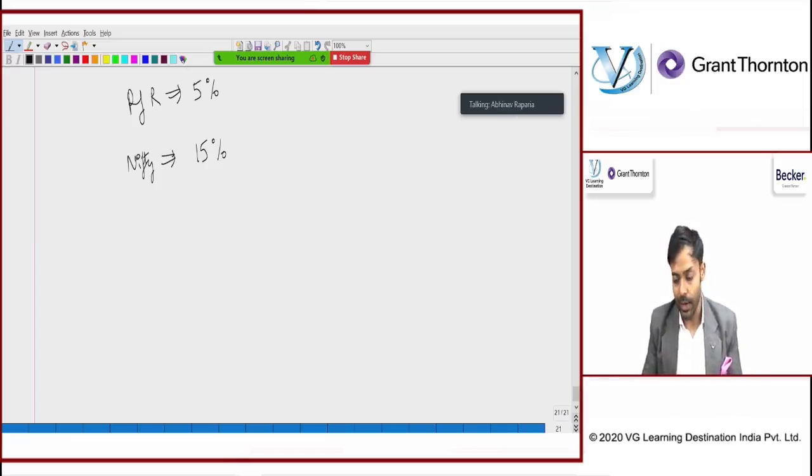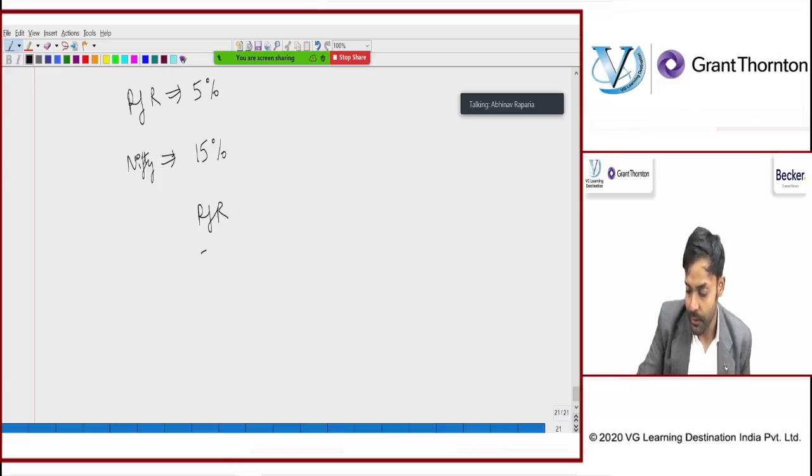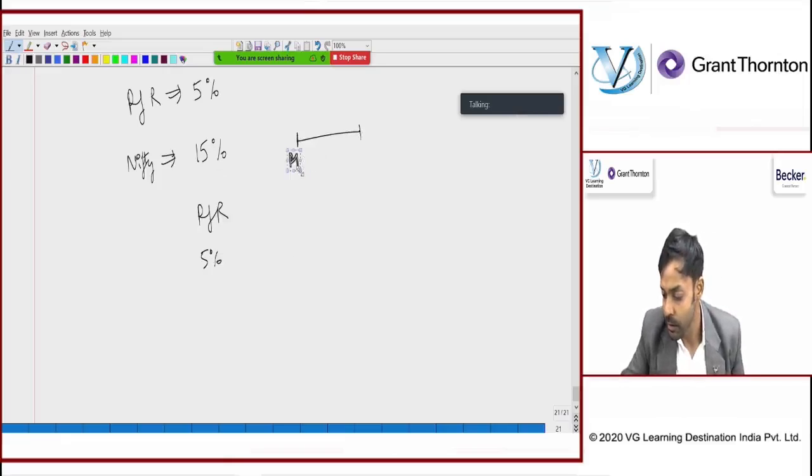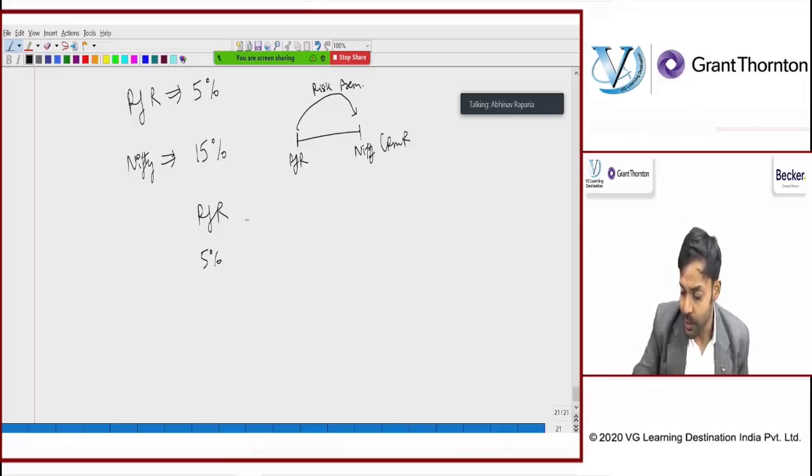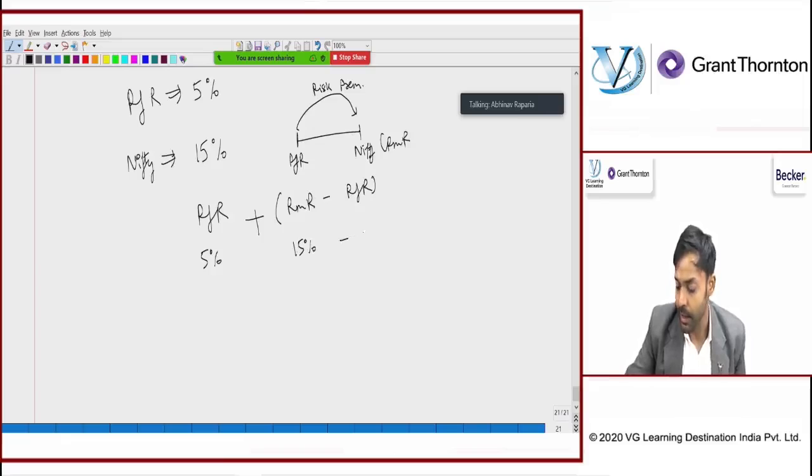In case I compare, RFR is 5%. And because you are going from RFR to RMR, you're taking that risk. For that, you want some risk premium. So what is that risk premium? For example, you're investing in RMR, which is the Nifty, where you get a return of 15%, and then you reduce that return by the RFR. This is your market premium, or I can say market risk premium.